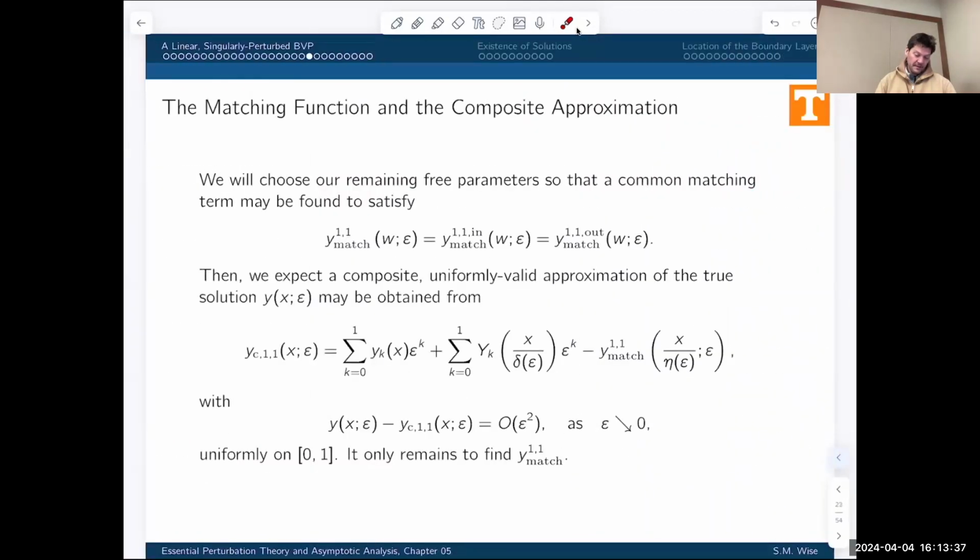Okay, so that's how we get this uniformly valid composite solution. We use the outer and the inner, but we subtract off any matching. So all you have to do then for the whole process is find that match.